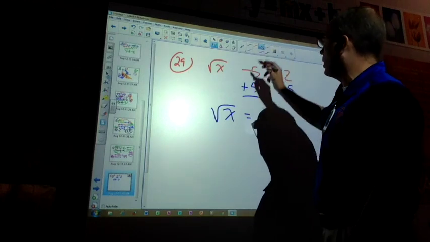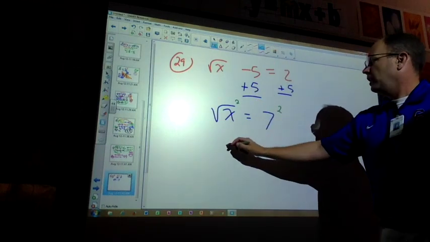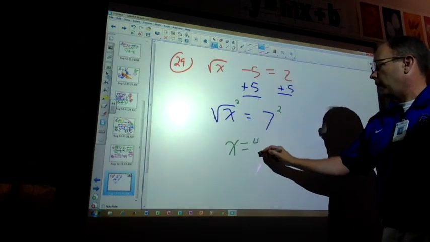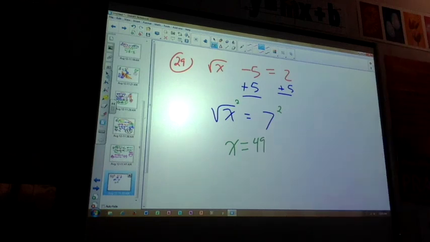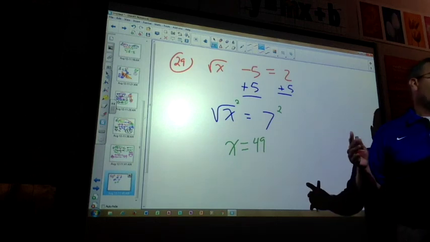Square both sides. Awesome. So I'll square both sides, and that gives me x equal to 49. Now, guys and girls, as a high school student, it's really hard for me to convince you to do this last step. Because you're like, dude, that's more work. I'm sorry, but this is a gotcha kind of question. So all you really need to do is just do a quick check to see if it works.